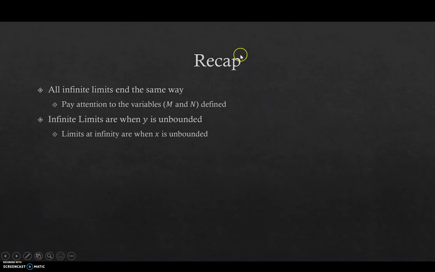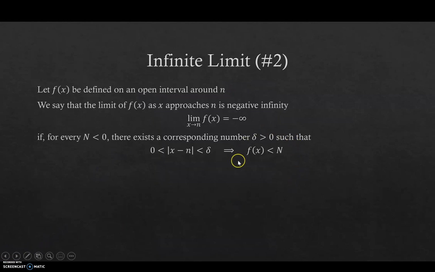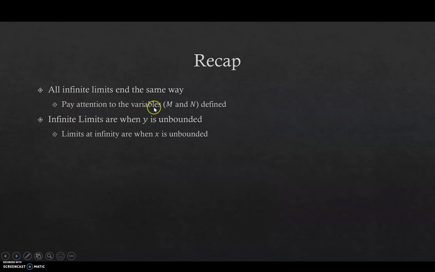We want to also continue with a recap. All infinite limits end the same way. Notice if I go back and look at those infinite limit definitions, they end in very similar ways. If it's ending in negative infinity, it needs to end with something like f of x less than n. If it's got a positive infinity, it should say f of x is greater than m. We want that kind of part in our definition. Pay attention to the variables defined. M and n are pretty much interchangeable. Just be careful which one is being used in that definition.